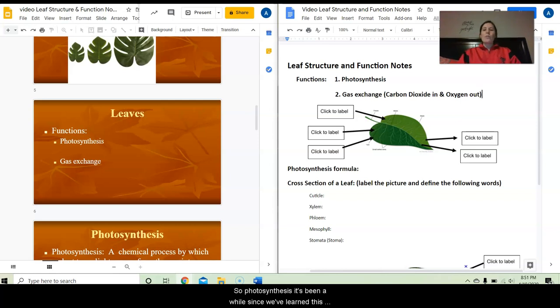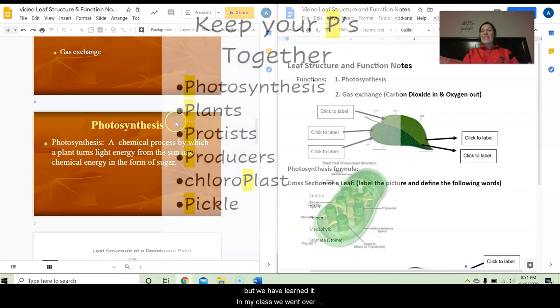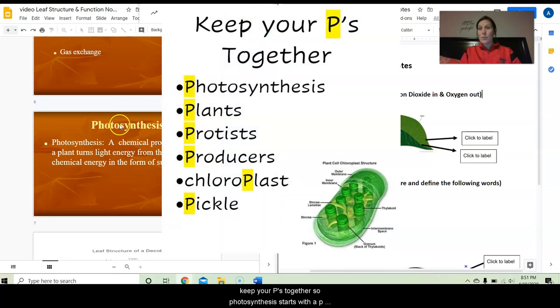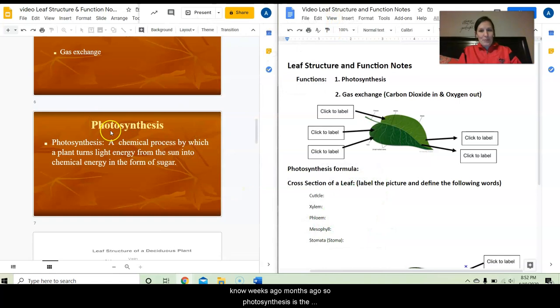All right, so photosynthesis. It's been a while since we've learned this, but we have learned it. In my class, we went over keep your P's together. Photosynthesis starts with a P, and it's going to happen in plants and protists and producers. All of those are P's. And then it's going to happen in the chloroplast, which looks like a pickle. So you hopefully remember all of those P's that we learned weeks ago, months ago.